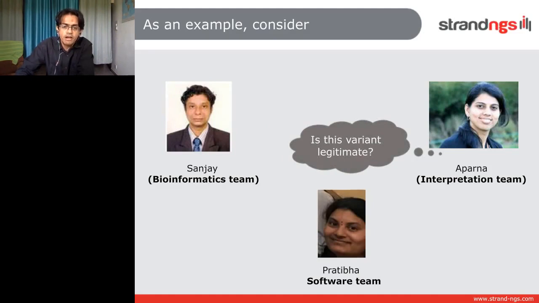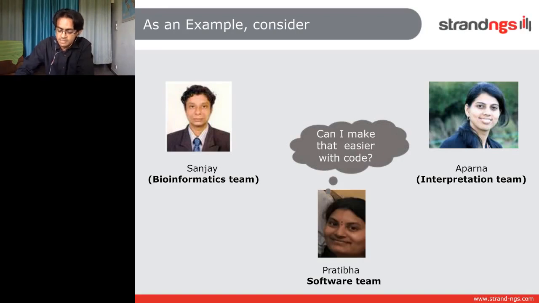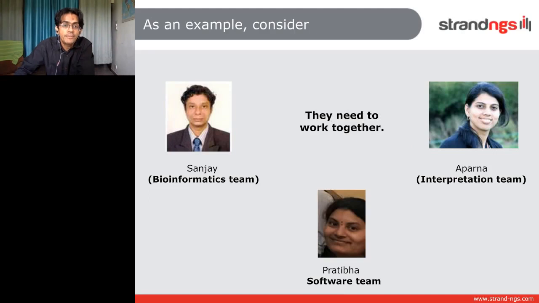And Pratibha doesn't have anything to do with either of those guys in a sense, and in another sense, she has everything to do with them, because she's asking the question, how can I make everything easier with a few lines of code, or with many lines of code, maybe some scripting. So you see that these team members are all asking different questions, but they kind of need to work together. They need to collaborate. And a lot of the work of each of these team members depends on the work of the other member.